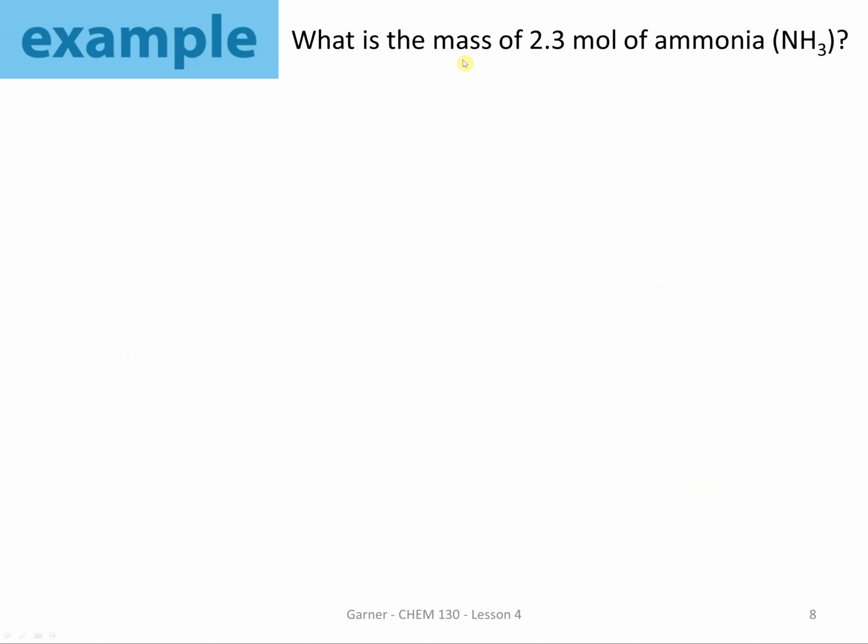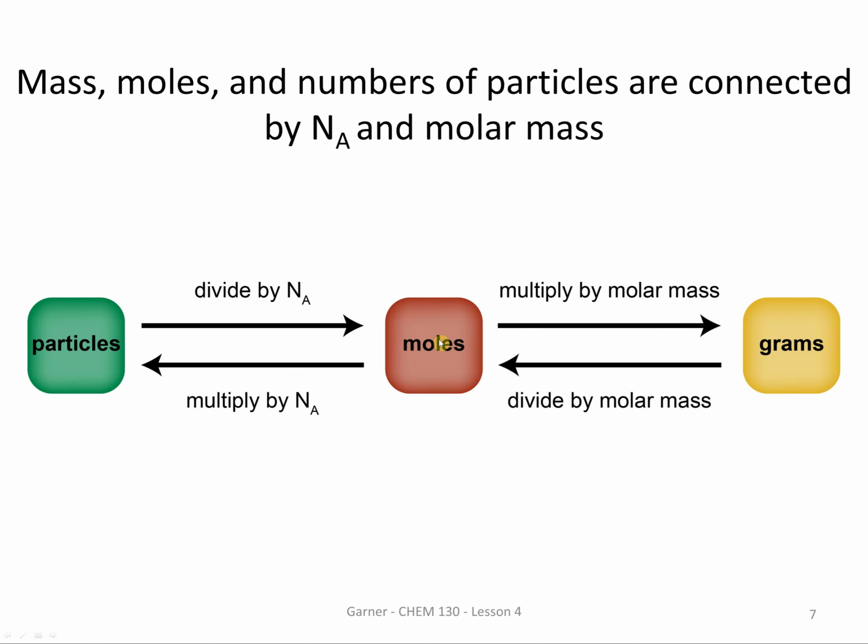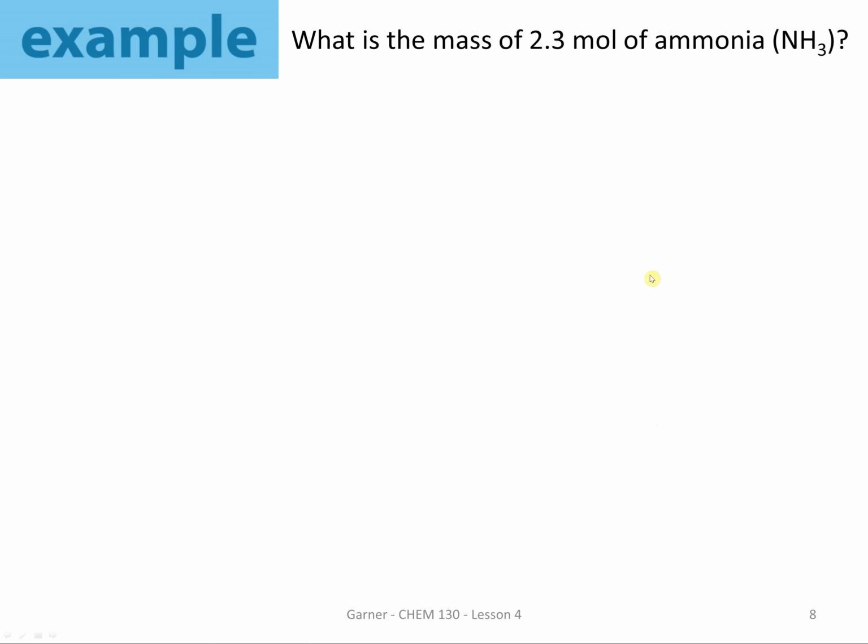In this question, we're being asked to determine the mass of 2.3 moles of ammonia, and we're given the formula here for ammonia as being NH3. All right, so if we go back to that last slide, we're trying to convert between moles and mass. So it looks like our connection between those two quantities is the molar mass. So I need to start this problem by figuring out my molar mass of ammonia.